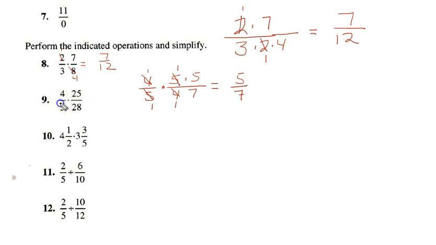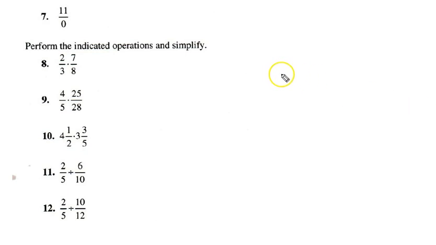Now you could have done it this way. 5 goes into 5 once, 5 goes into 25 5 times. 4 goes into 4 once, 4 goes into 28 7 times. And now you're just left with 5 sevenths. Now, for something like number 10, and I'll clear this up. Again, pause, write it down, give it a shot yourself.